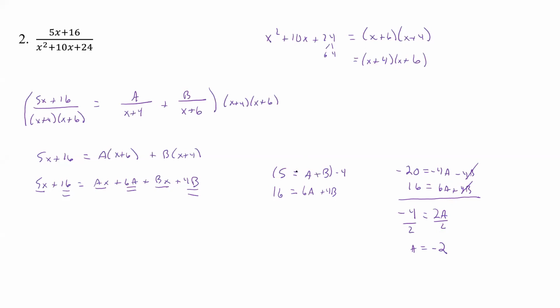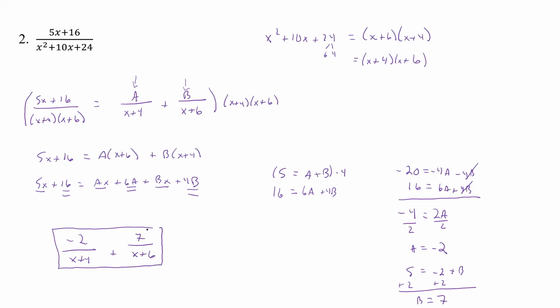Now I can plug that back into our first equation. It looks like that'll be the simplest, and so I'll have 5 equals -2 plus b. So if I add 2 to both sides, b is equal to 7. So I've got a is -2, b is 7. So back in our original equation, now I have to plug in a is -2, b is 7, and so I'll get the final thing of -2 over x plus 4 plus 7 over x plus 6. And so then that would be my decomposition of the original fraction that was given.